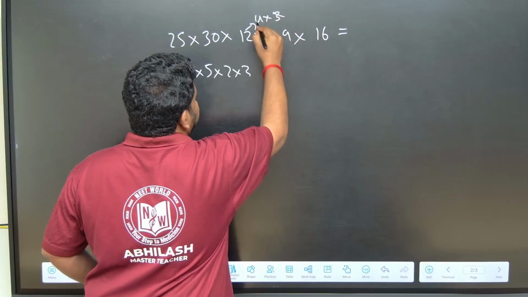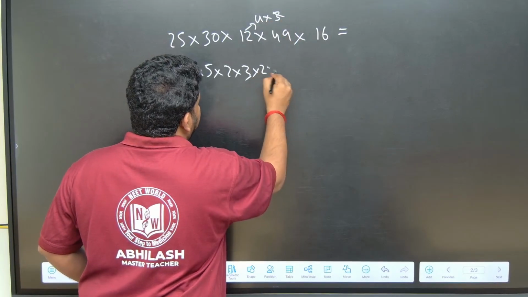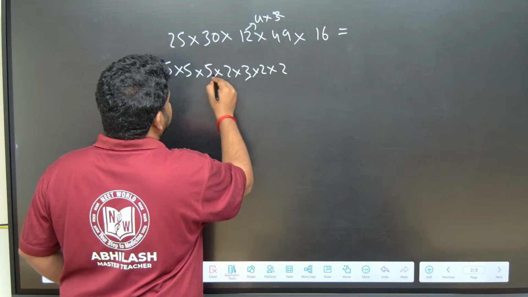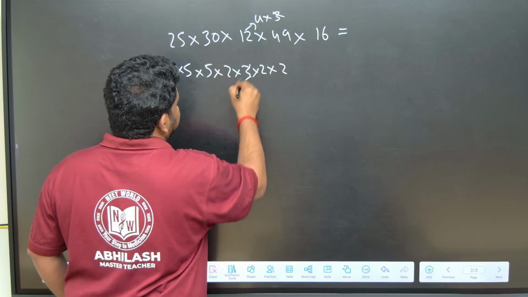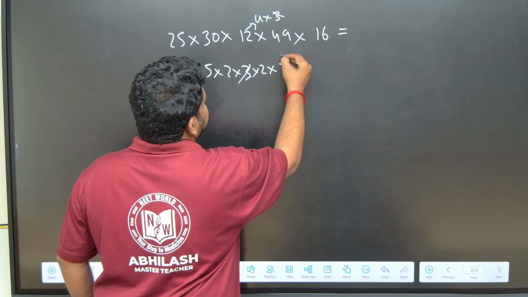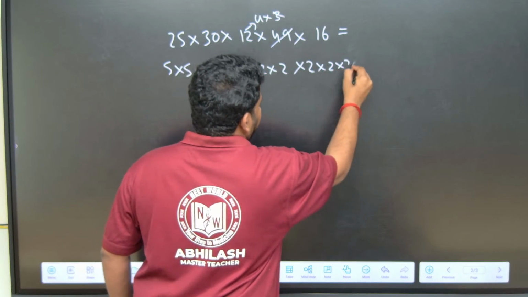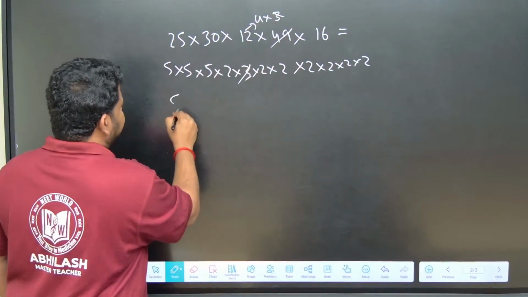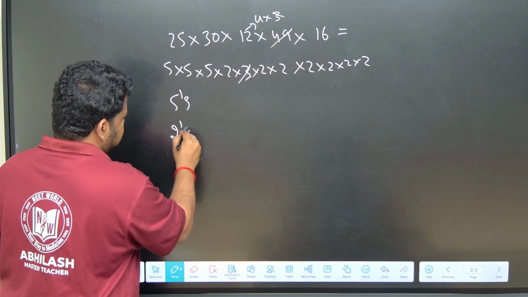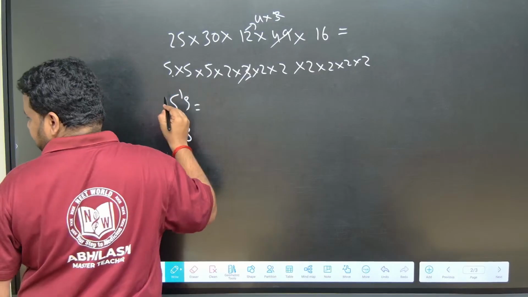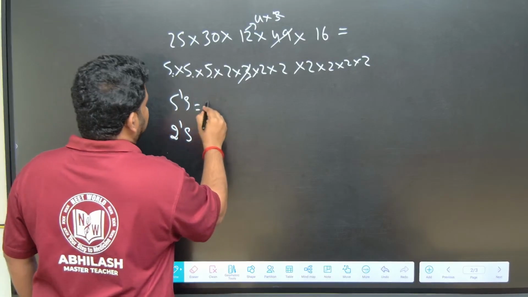I don't want this 3. This 4 can be written as 2 into 2. This is 5 into 2, and this 3 I don't want. 49 can be written as 7 into 7. That is of no use for me. 16 can be written as 2 into 2 into 2 into 2. Now if I count the number of 5s and the number of 2s. See here, how many 5s are there? 1, 2, 3. There are 3 5s.